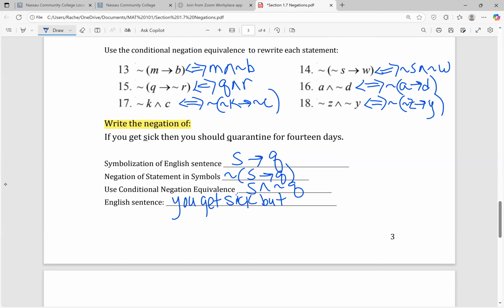But, or, if you want, not Q, which is you don't quarantine for 14 days. So the negation of that conditional statement, if you get sick, then you should quarantine for 14 days, is you get sick, but you don't quarantine for 14 days.